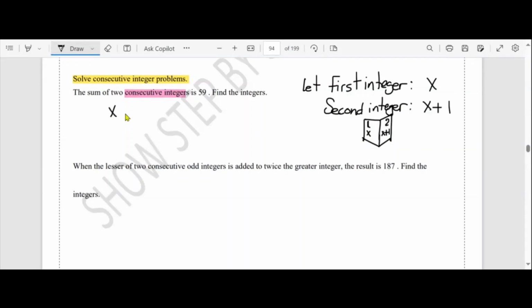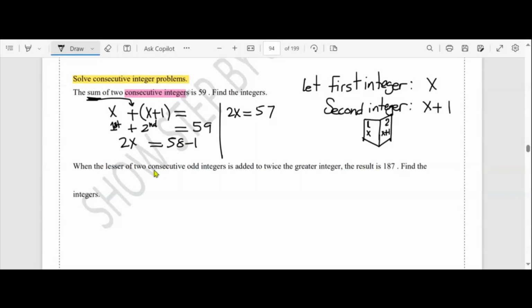So I'm going to say x, because he said the sum. What does the sum mean? So we have to add, right? It's going to be plus 2 consecutive integers. The second number is going to be what? X plus 1. That's the first, and that's the second. Both of them, if you add them, equal how much? 59. So x plus x, move the 1 to the other side. So you have 2x equal what? 57, divided by 2. Divide by 2.